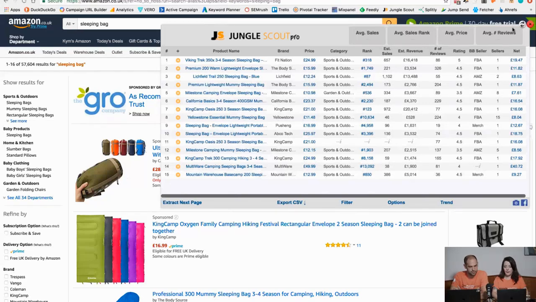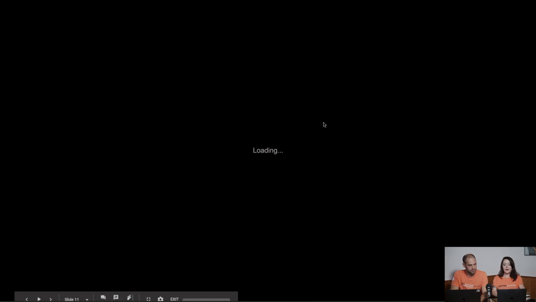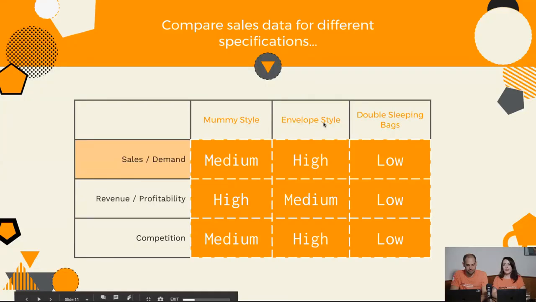We can take a look at the web app too in a second, but just from looking at the extension there, it's just loading. Okay, so this is very top level, very basic, how I have decided how each of those styles is performing.